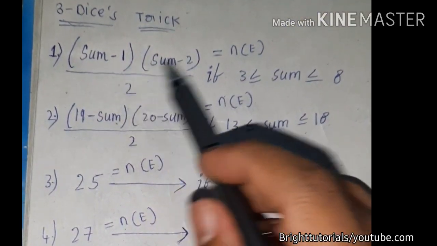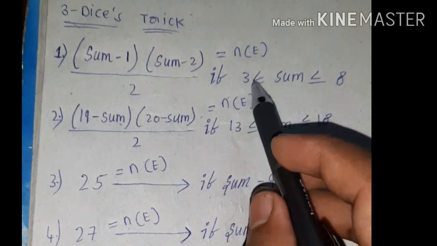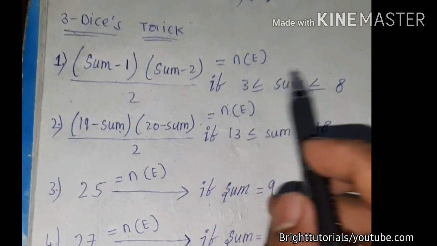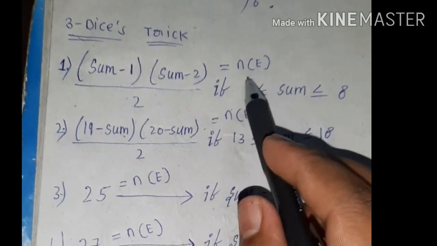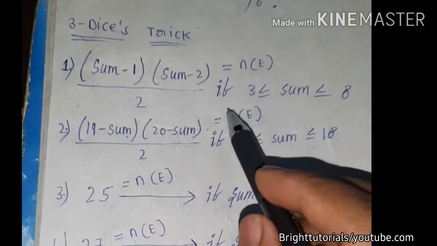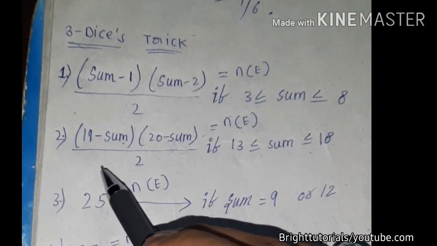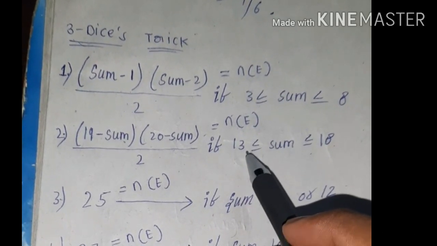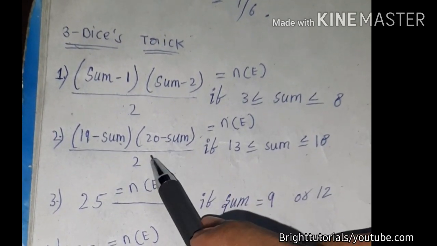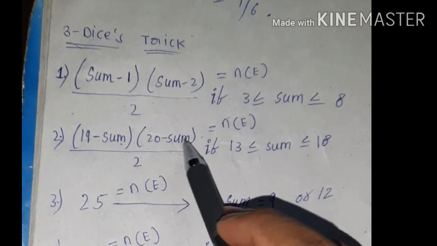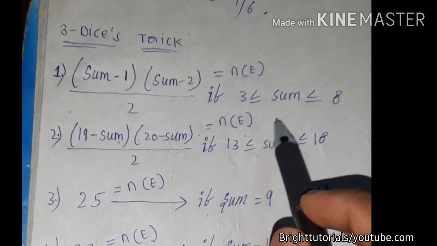Take a screenshot of these formulas which I have listed here. Whenever the sum given in the question is from 3 to 8, you should use this formula: sum minus 1 into sum minus 2 whole divided by 2. N of E will be obtained from this formula. Then if the question gives a value from 13 to 18, you should use this formula: 19 minus sum into 20 minus sum whole divided by 2. Then you will get the value of N of E.